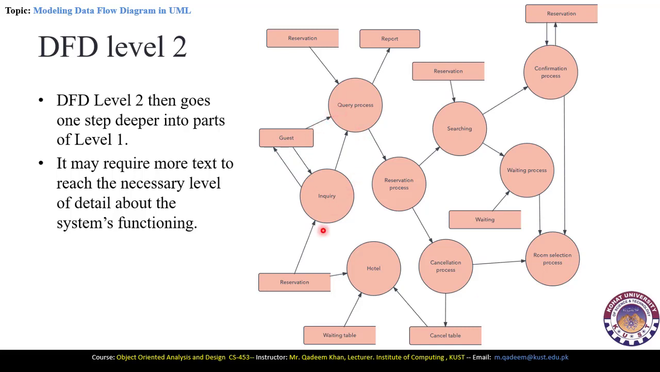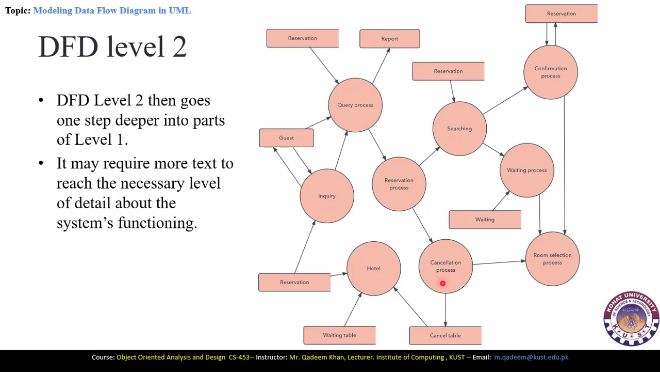The inquiry process takes data from the reservations storage. Reservation storage also uses the hotel process, so this data is also provided to the hotel process. And the hotel process in fact takes data from the waiting table, while the hotel process also takes data from the cancelled table. It means that when the room is cancelled by the guest, then this data will be provided to the hotel.